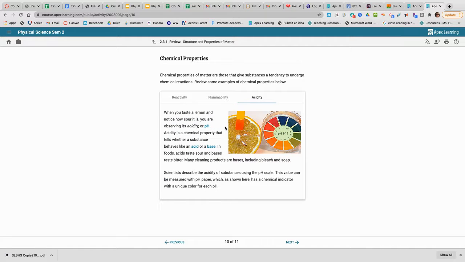And then acidity: how reactive is it with acid, or how acidic is it, measured with a pH meter. Acidity is a chemical property that tells whether a substance behaves like an acid or a base. In food, acids taste sour, bases taste bitter. Many cleaning products are bases, including bleach and soap. Okay, so you can use a pH indicator to indicate the acidity or how basic a substance is.